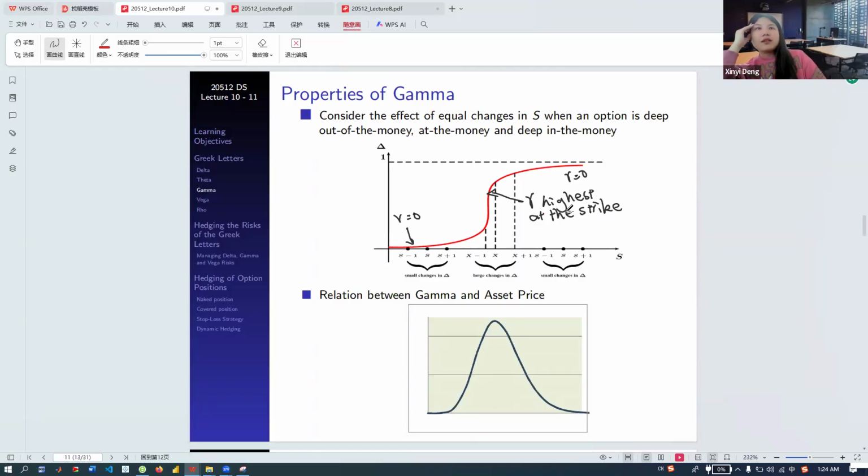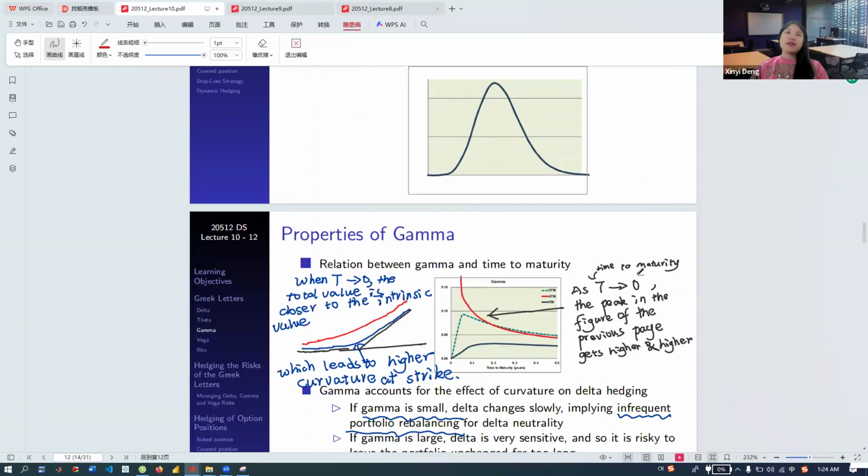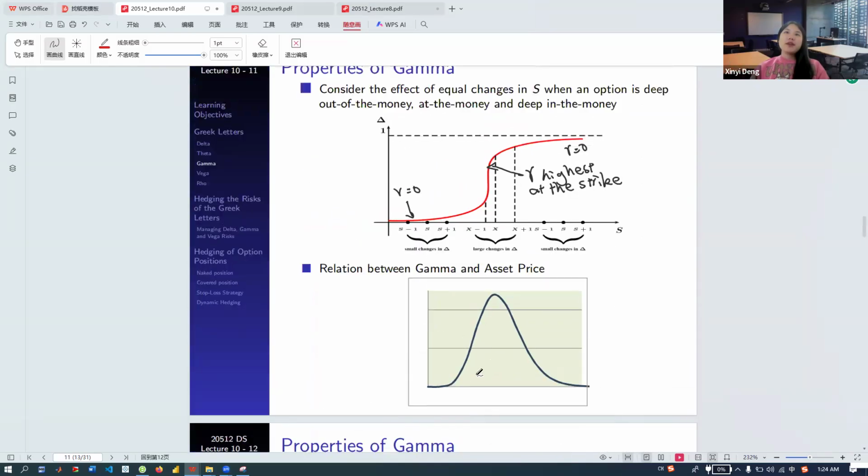Then for the properties of gamma, we said that gamma is most sensitive at the strike. This figure describes gamma on the y-axis and S on the x-axis. From this figure, we can see that gamma peaks at the strike, in the middle.